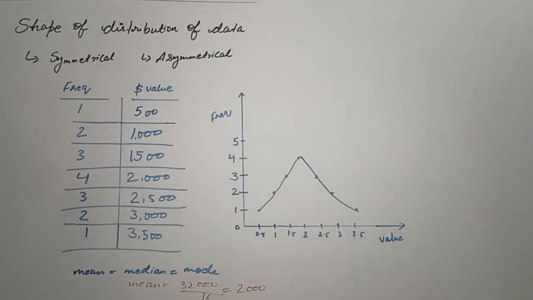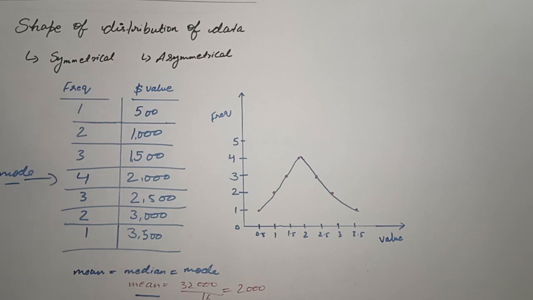Now, what is the mode? Based on the frequency, the value associated with the highest frequency is our mode. So here, this would be our mode. And we know that mean and mode are equal. Now we will calculate the median.